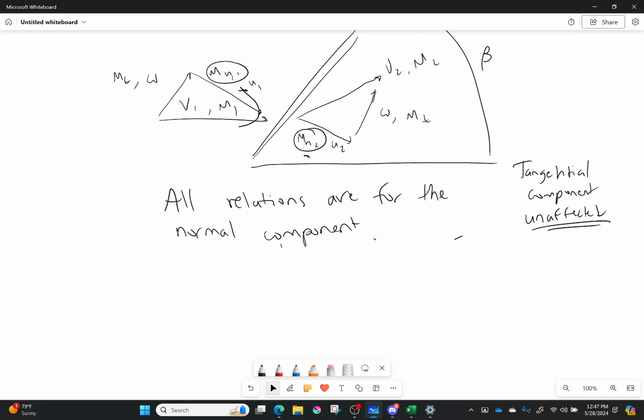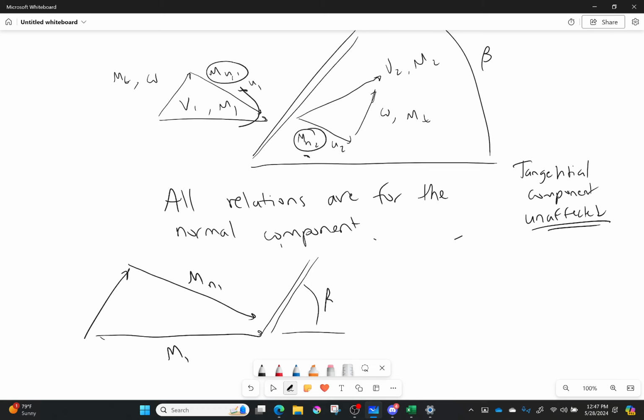So if all my relations are for the normal component, I need to figure out how to find the normal component. That's not honestly all that bad. I was going to give you the relationship, though I could show it to you, but I'm not going to worry about that too much. Oh man, I feel like I should. Okay, we'll do that. So here is my flow triangle before the shock. I have my Mach number M1, and I have Mn1 right here. Now, if you look at the triangle before, this right here is my oblique shock wave. And this angle right here is beta. So what is this angle? It's also beta. Who would have guessed?